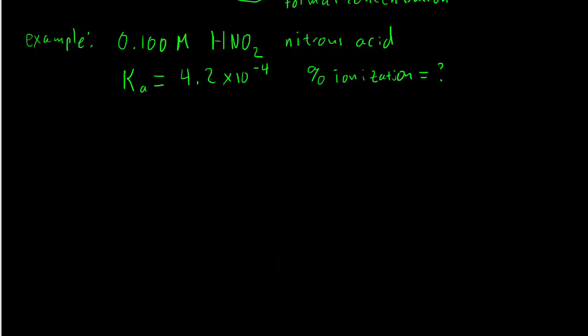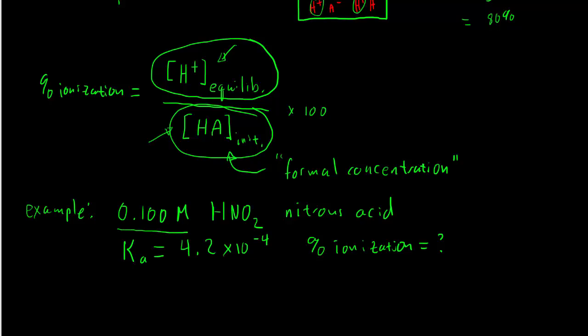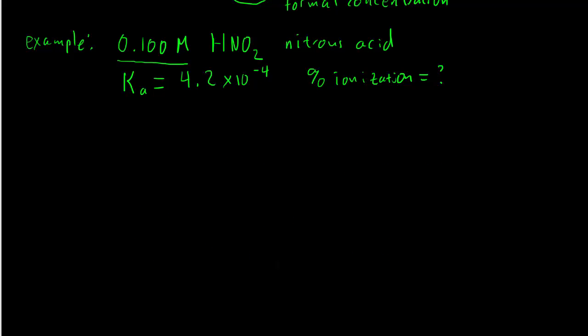So the way to work this problem is approach it as an equilibrium problem. So looking back at our formula, what are we going to need to know? Well, the one thing that we're going to need to know right off the bat is the equilibrium concentration of H+. So we're going to have to calculate that. We also need to know the formal concentration, the initial concentration of HA. And we're actually given that because this is a 0.1 molar solution. All right, so let's think about how we're going to calculate the equilibrium concentration of H+.